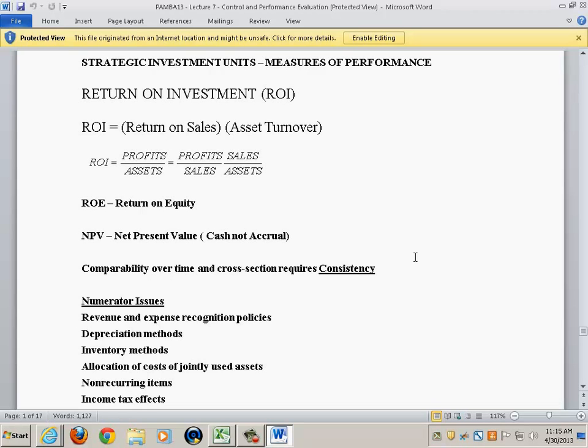In addition to return on investment, other frequent measures of performance of investment units are the return on equity for the company. So return on equity: what is the return on the value of the equity? And of course, for companies or centers, the net present value, which is a measure you know well from your finance course, which is the present value of the net cash flows. Let's focus on return on investment.